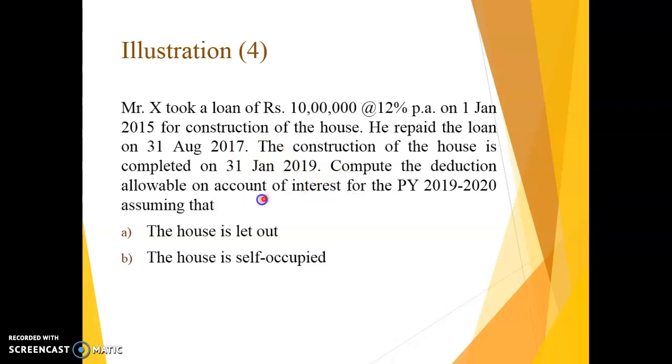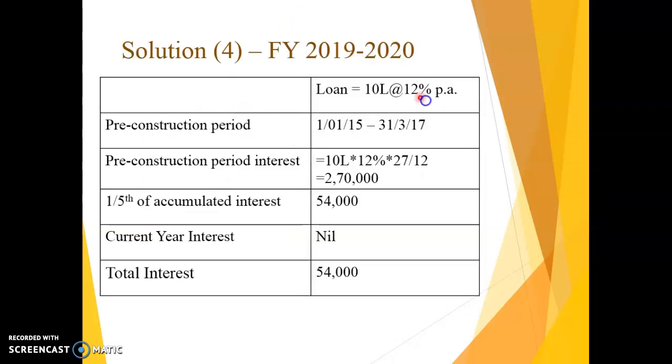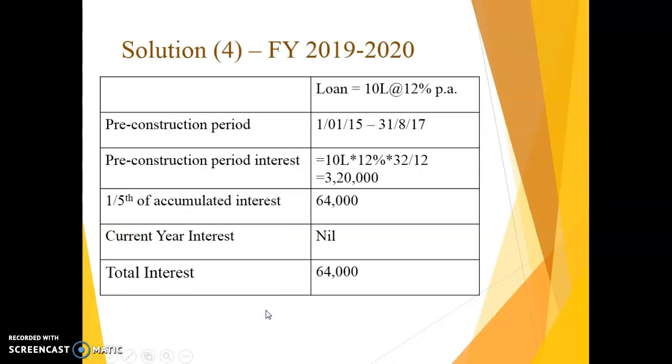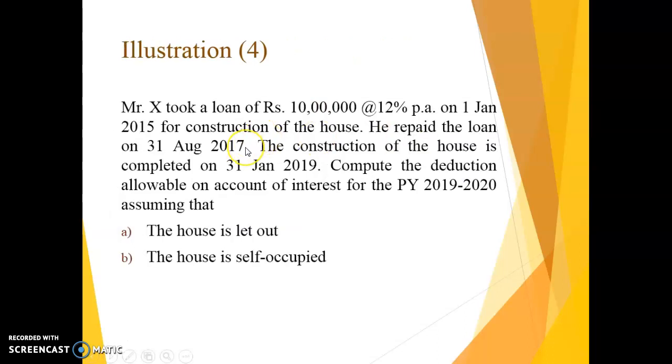Now you have to compute the deduction available in the first case when your house is let out and in the second case when your house is self-occupied. First, let me find out the pre-construction period. This is starting from 1st January 2015 and ending 31st August 2017. Okay, because construction is much later, so in this case, the pre-construction period starts from 1st January 15 and ends on 31st August 17, meaning the exact date in 17.